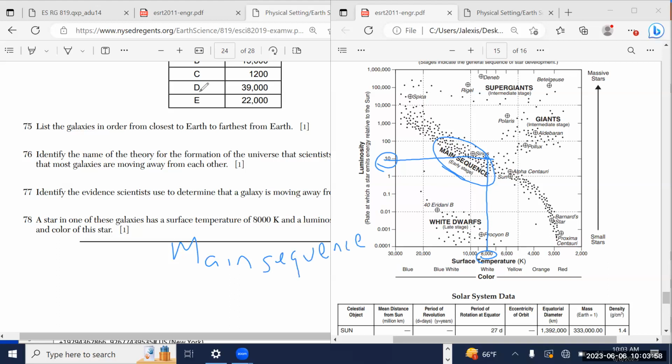What color is it? The color's below, and the color is white, right below temperature. So if you said white and main sequence, you are correct. You have to have both of these in order to get the correct answer. There's no partial credit. So if you said main sequence in a different color, it would be wrong. You have to be main sequence and white.